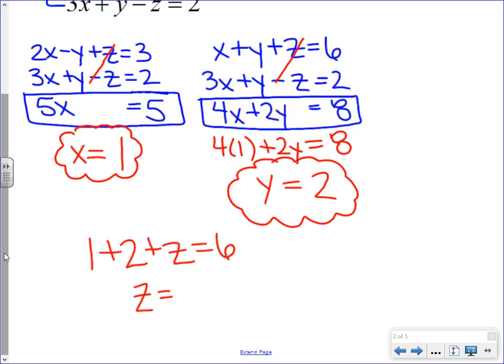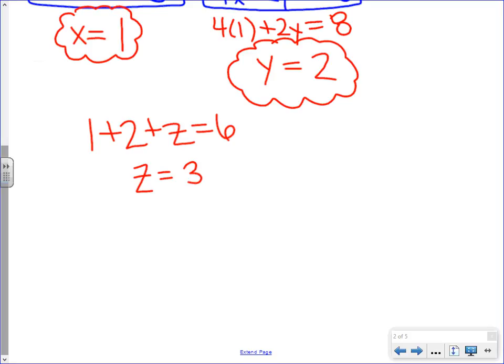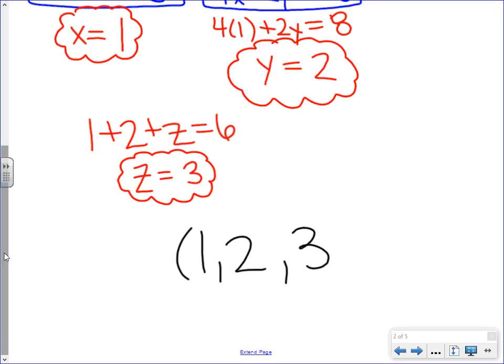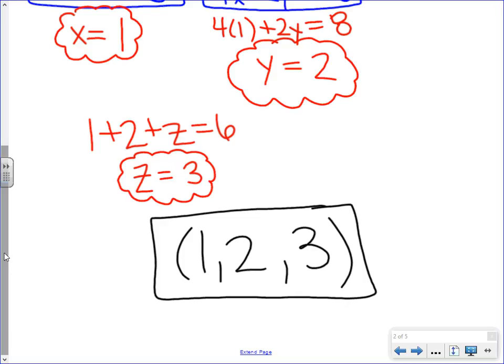What is z? 3. So your final answer: 1, 2, 3. You need to write it as an ordered triple. 3 numbers, ordered triple.